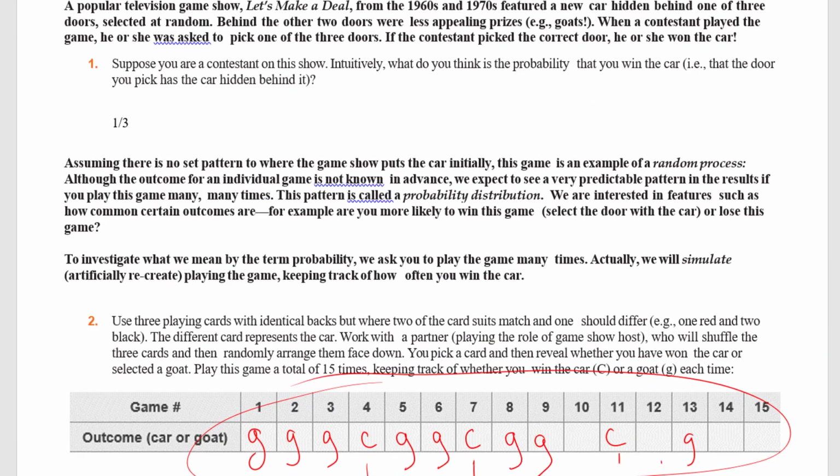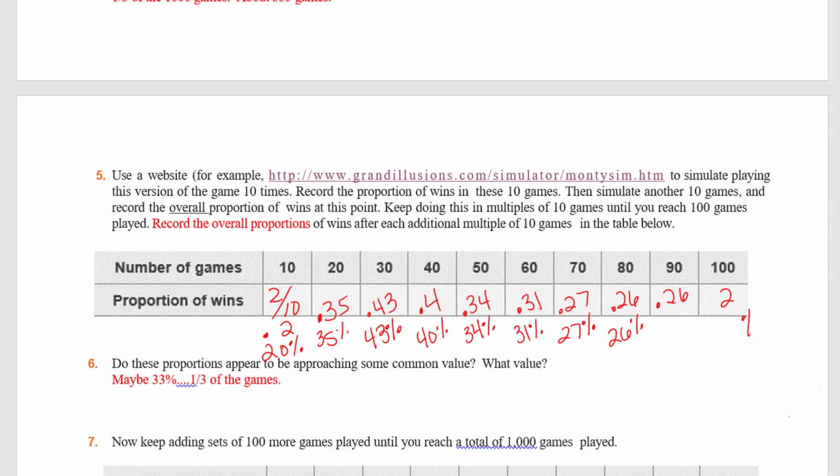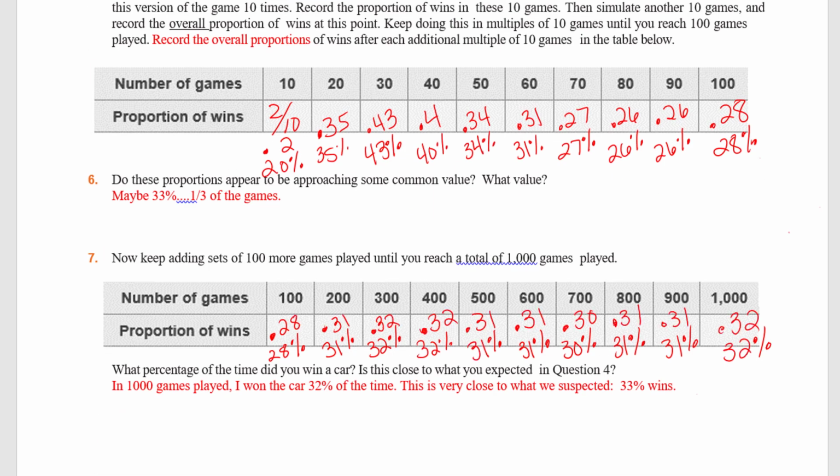So we suspected the probability was a third. And when we did 100 repetitions, it seemed to get kind of close to a third. But when we did 1,000 repetitions, it got even closer to a third. And I again suspect if I went up to 10,000, it would get even closer to a third of the games won. Long run probability: the more and more you do it, the closer and closer it actually comes to the true probability.